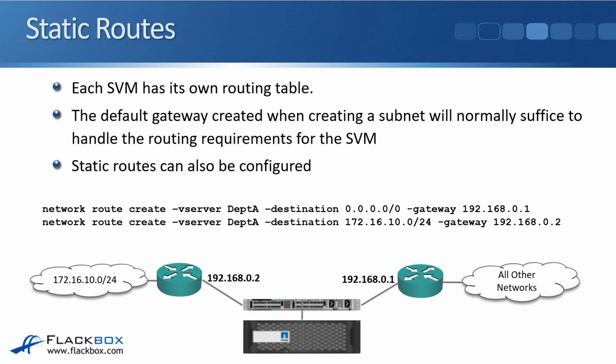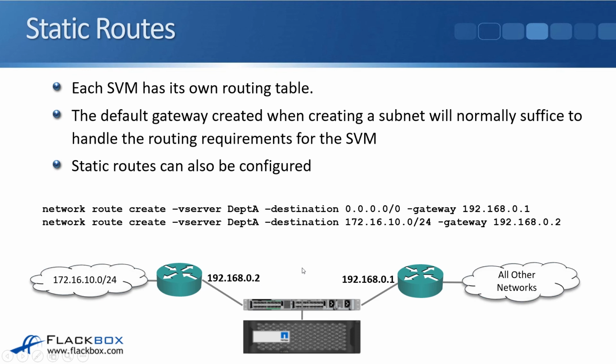So how we would do that is go into the command line, and the command is network route create, specify the vServer that this route is for, then the destination. For your default route, the destination is 0.0.0.0/0, and then the gateway for our example there was 192.168.0.1. Then we create the second route, network route create for vServer department A. Here the destination is the 172.16.10.0/24 network, and we say the gateway there is 192.168.0.2.